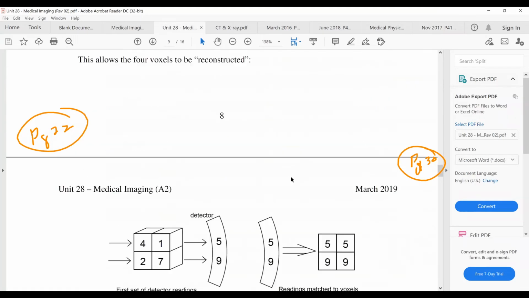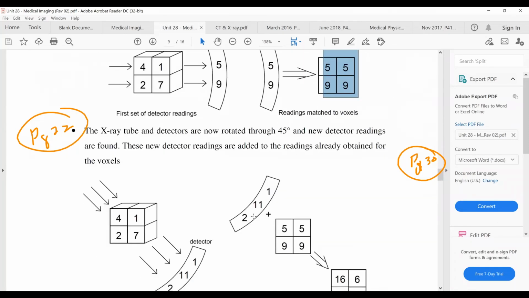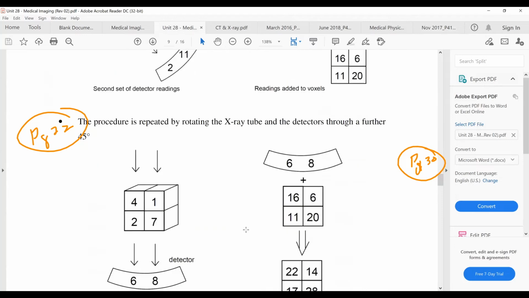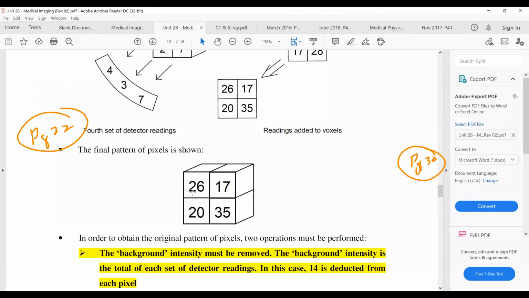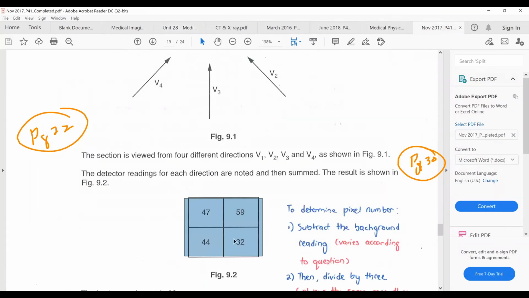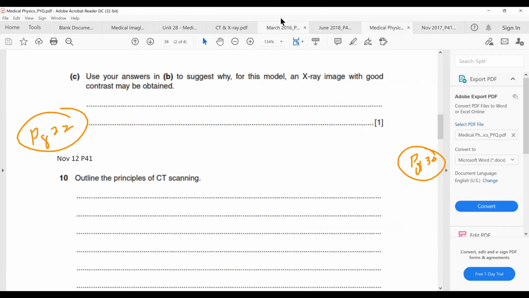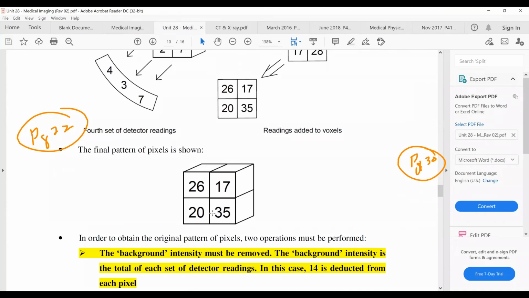Originally, they do not know what is the value inside the slice. They need to just scan in all the 4 directions first, find out what is the total value before they can process and find out what is the actual value. Okay, so this one that they have here is actually this part of the process where they really scan all the directions and add everything up.